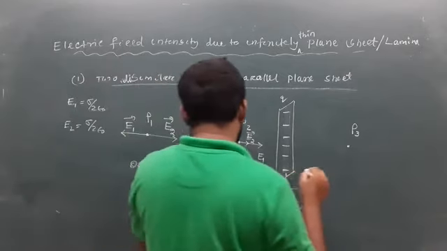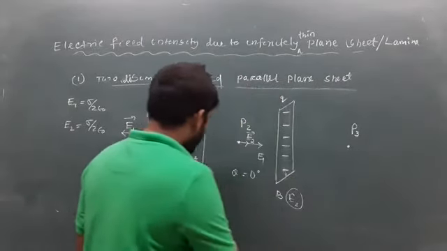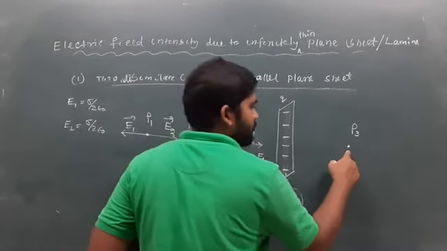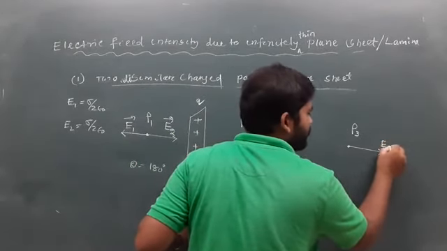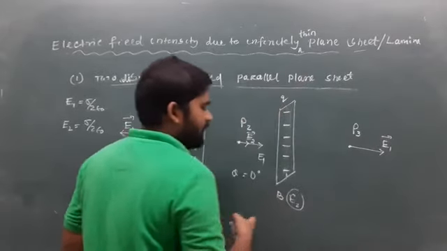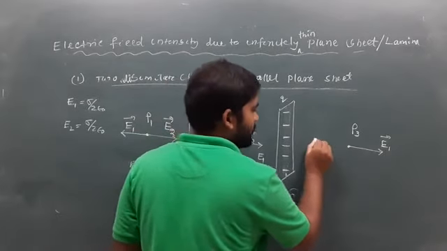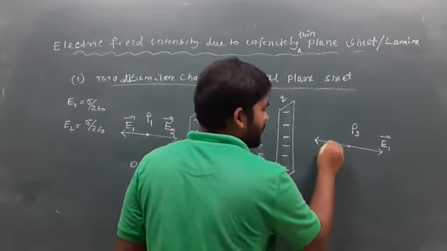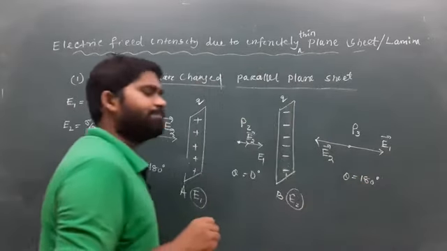Now come to P3. At P3 first observe the effect of E1. This one is plus and there is also a plus charge, so that will give a repulsive type force, E1 vector. This one is a negative plate, there is a positive charge, so that will give an attractive type force, that will be E2 vector. So theta equals 180 degrees.